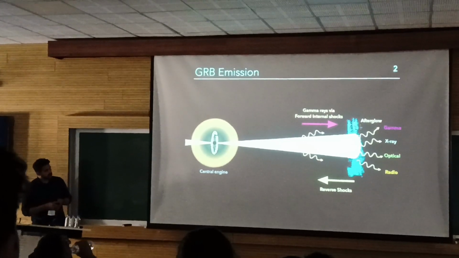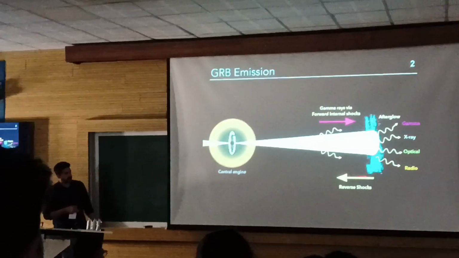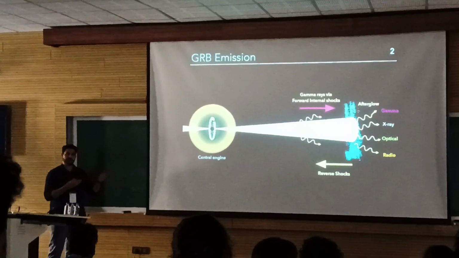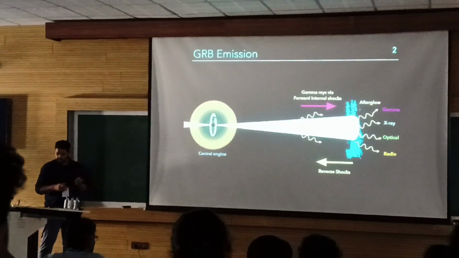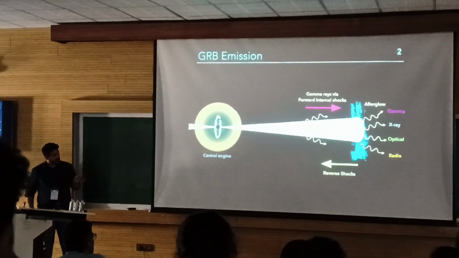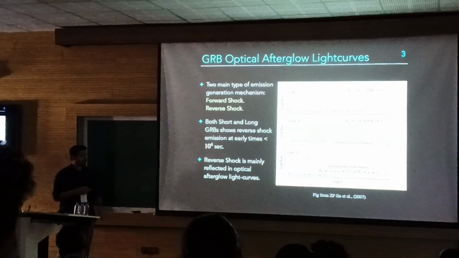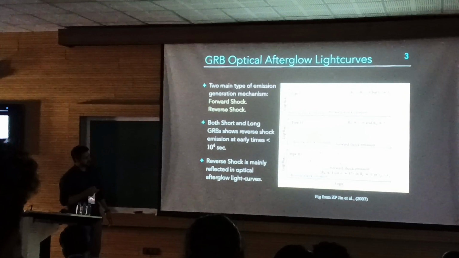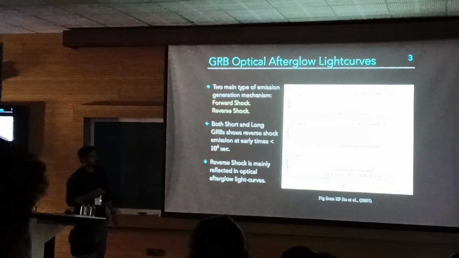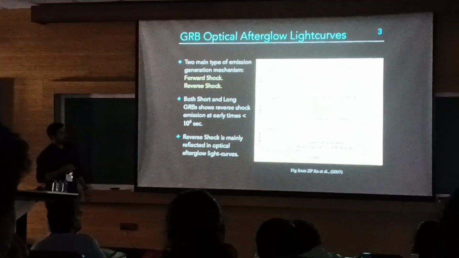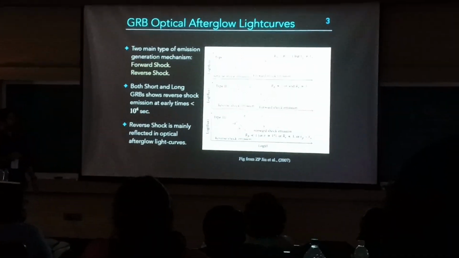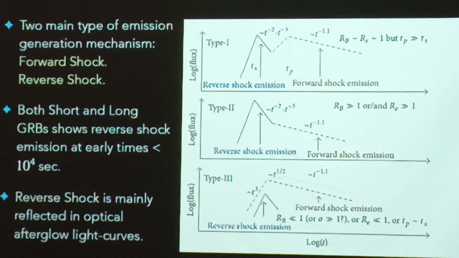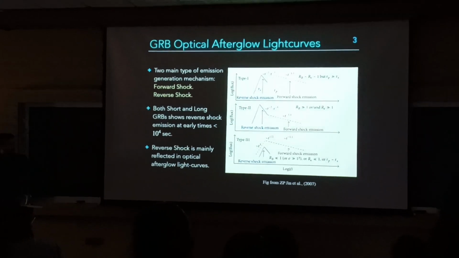There is also some interesting stuff happening. With the forward shock, sometimes a reverse shock is also seen, where the jet slows down in the medium and produces this reverse shock. Both of these types of shocks together produce a very nice interplay and cause a lot of variability in these GRB light curves in the optical. Mainly, the reverse shock dominates the light curve at very early times, and in a few cases it dominates even the forward shock emission.